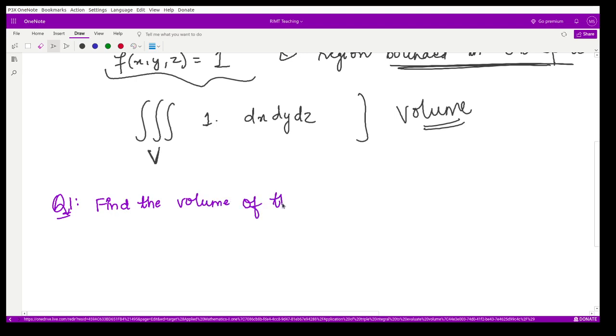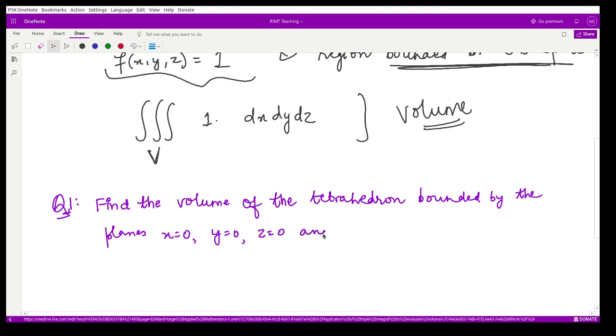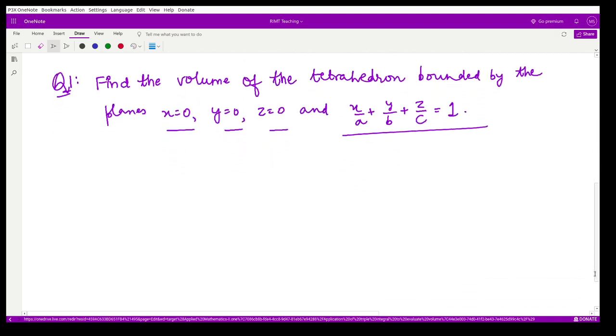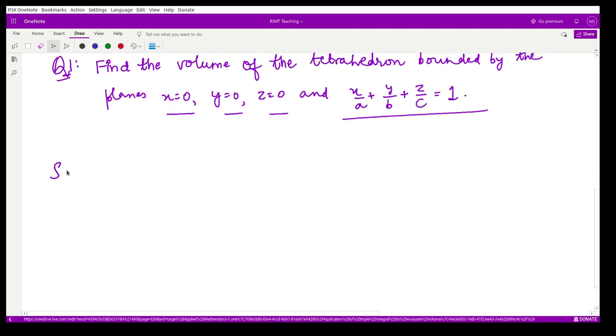The question is, we have to find the volume of the tetrahedron which is bounded by the planes x is equal to 0, y is equal to 0, z is equal to 0, and x upon a plus y upon b plus z upon c is equal to 1. So these 4 planes are given to you. So you have to calculate the volume of the tetrahedron bounded by all 4 of these planes. Now the first step is to visualize the given area.